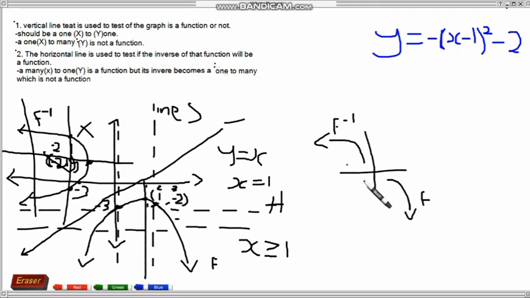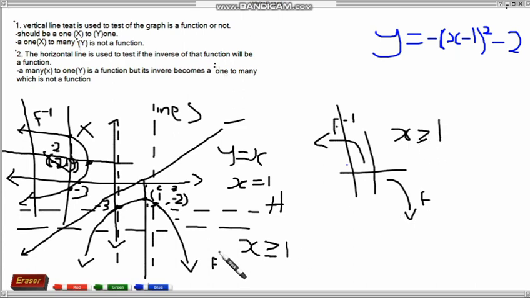Now, if you take the vertical line, notice something. The line only cuts the graph once. This is what you're trying to achieve all along. The line only cuts the graph once this time. So what was the restriction? The restriction was x is greater or equal to 1.